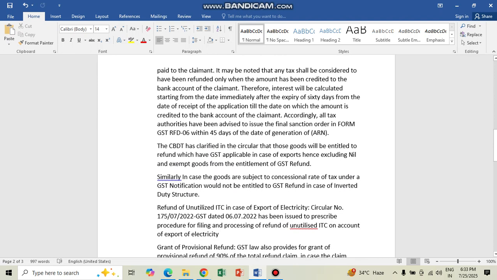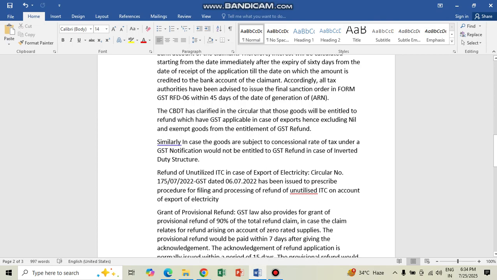Refund of unutilized ITC in case of export of electricity. Circular number 175/07/22 GST dated 6/7/2022 has been issued to prescribe procedure for filing and processing of refund of unutilized ITC on account of export of electricity.